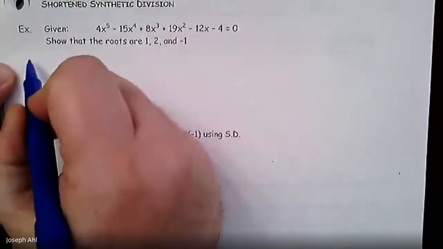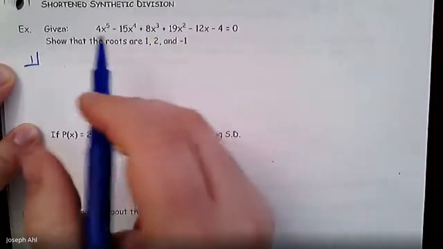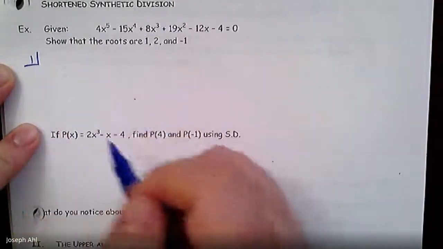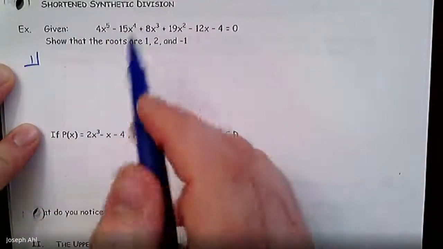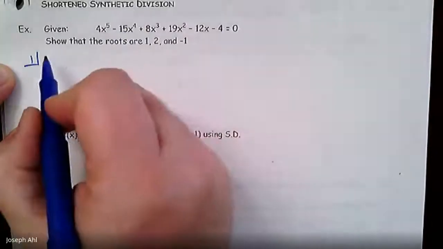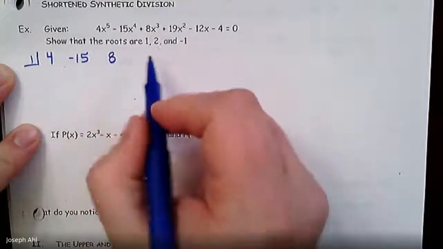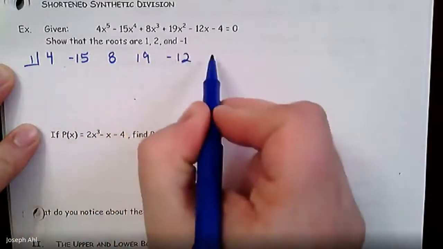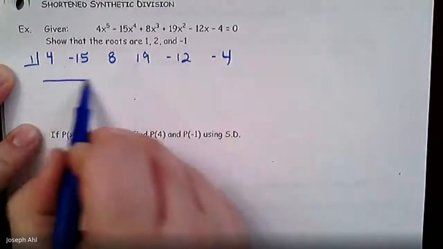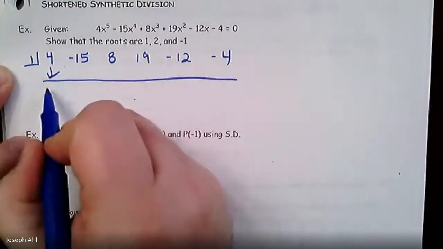There's an example similar to this at the end of the last set of notes where we tested 3 roots in a 5th degree polynomial. Eventually we get it down to a 4th degree. So let's go ahead and copy the coefficients right from the start. Okay, so bring down the 4.